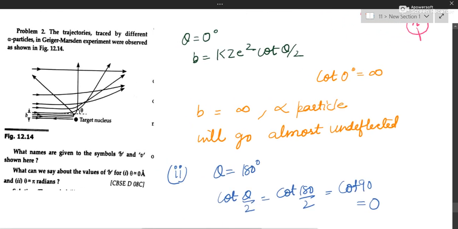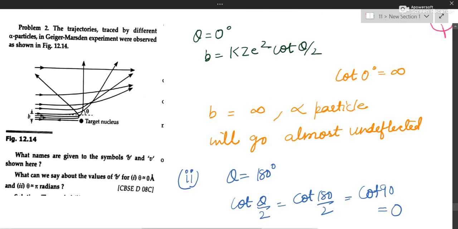Okay. This question. The trajectories are given in the Geiger-Marsden experiment. What is the name given to B? B is impact parameter. Yeah. And V will be speed of alpha particle. Though it should be theta. I think theta. Okay, if it is theta, then you can say that this is the angle of scattering.